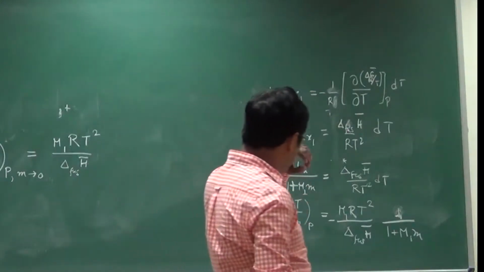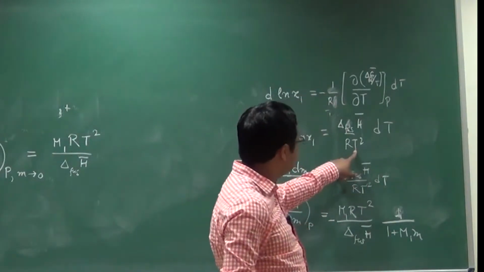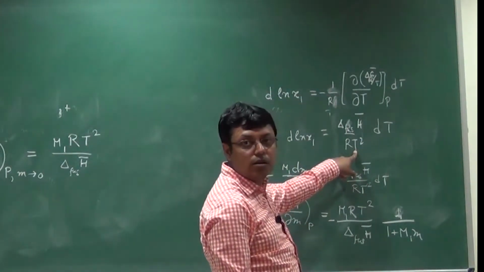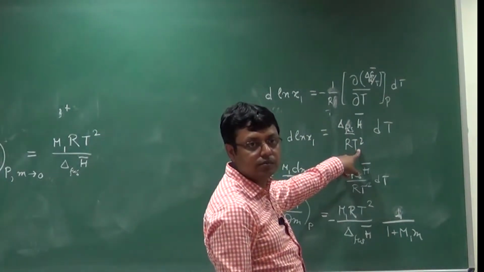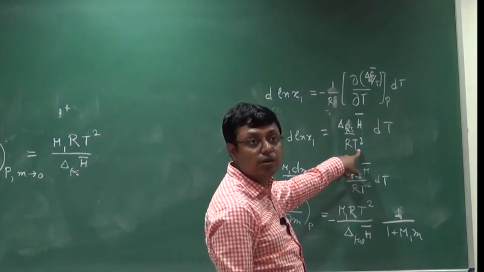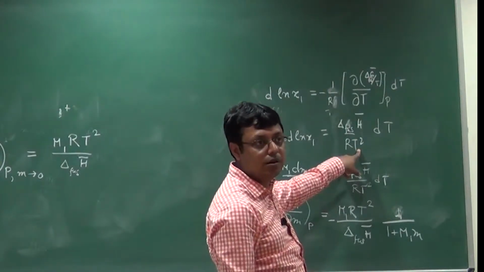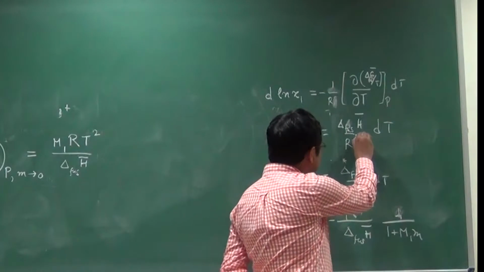Now one thing, when I wrote this RT square, just correct one thing, this will actually be T star square, because this is for the pure solvent. So this will actually be T star square.